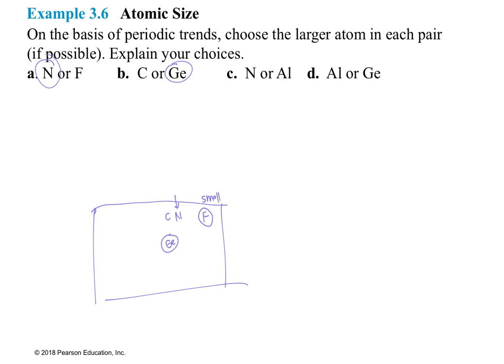Now nitrogen versus aluminum. Nitrogen is right here, aluminum is a couple over. If we look at the trend, we know that aluminum is bigger because it's further down, and it's also further to the left. So this is doubly larger than nitrogen. But if you compare aluminum to germanium, I actually wrote this a little incorrectly, because germanium is right here compared to aluminum, so we're going against the trend. It's hard to say based off of the trend. We can't determine because germanium is smaller going to the left, but it's larger going down, so it's a little bit contradictory. We would need more information.